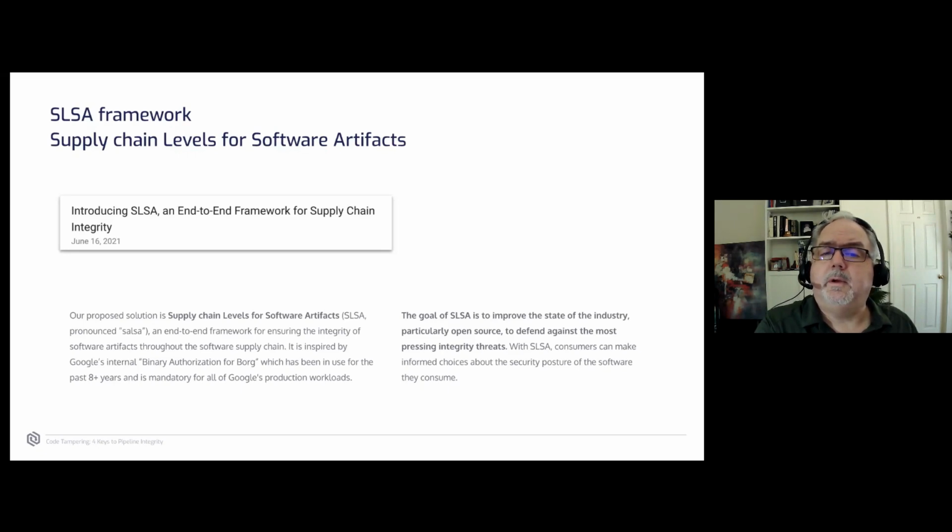The goal of SLSA is to improve the state of the industry, particularly open source, to defend against the most pressing integrity threats. SLSA is focused on the process of building and shipping code, and not the content that goes through the pipeline. So vulnerabilities in code, dependencies, infrastructure as code, and cloud are all out of scope. SLSA very specifically focuses on the build phase and provenance concerns.